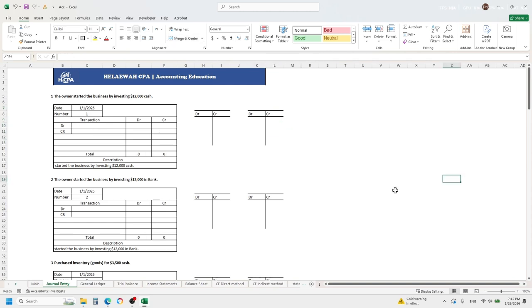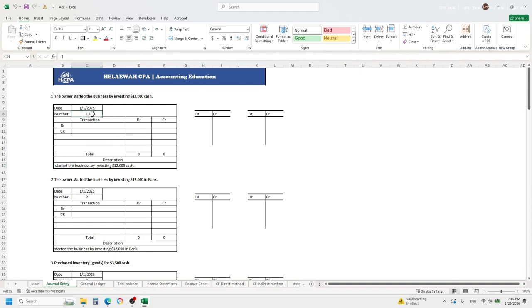Starting with our example, the first step in the accounting cycle is the journal entries. This is the basic shape of a journal entry. It shows the date, the transaction that happened, a unique number for every journal entry, and descriptions for what the journal entry was made for.